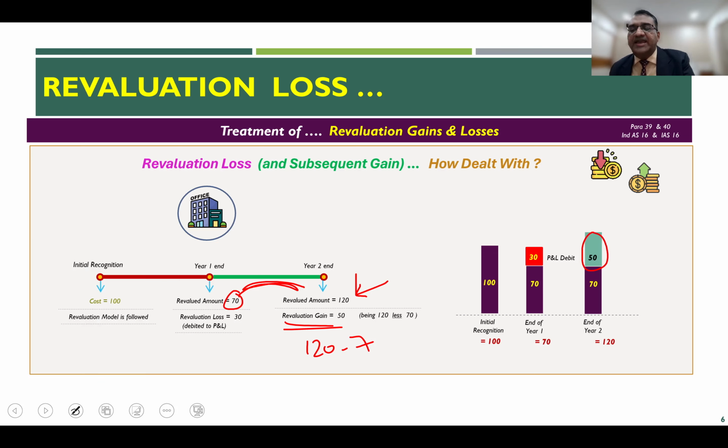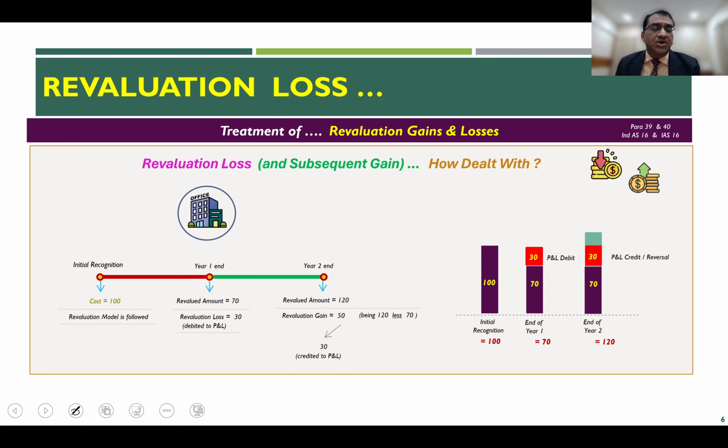This is also again split into two parts. What are the two parts? To the extent of the loss you have already debited to P&L, the entity is allowed to reverse that loss by crediting the P&L in year number 2. That means by recording this reversal entry effectively over these two periods, your P&L gets neutralized and the net P&L impact becomes 0. But this reversal is allowed only to the extent of the losses which you have recorded in the past.